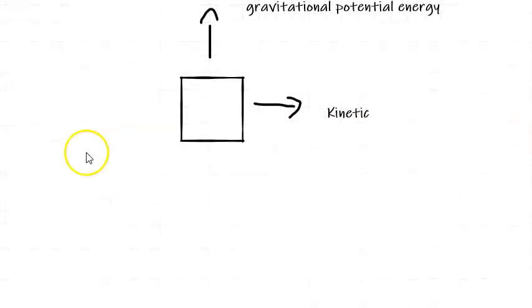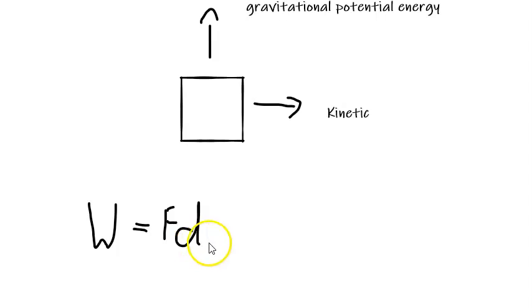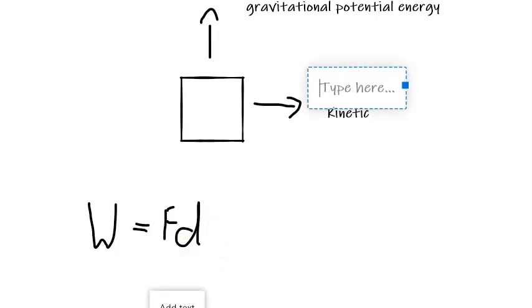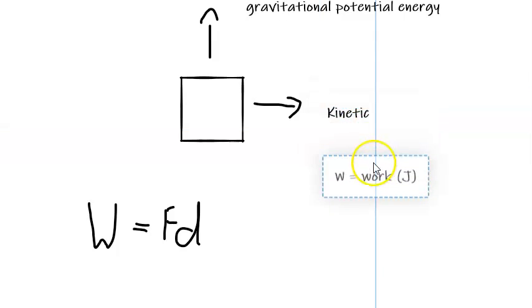So the formula that we have for work is work, which is a capital W, equals force times distance. I'll just write that out for you. The capital W is work. Work is measured in joules. So work is the transfer of energy.